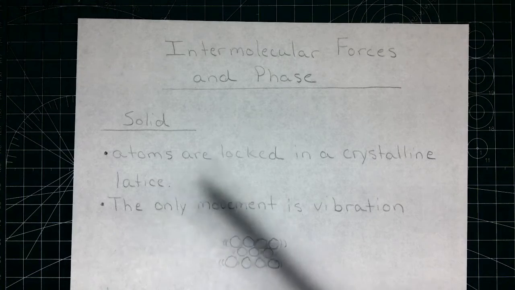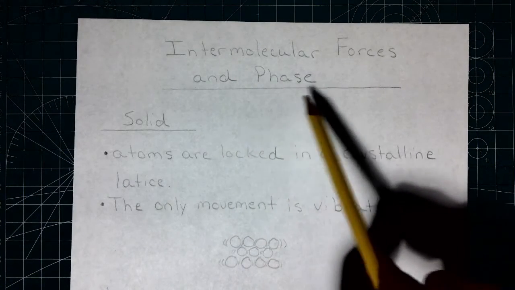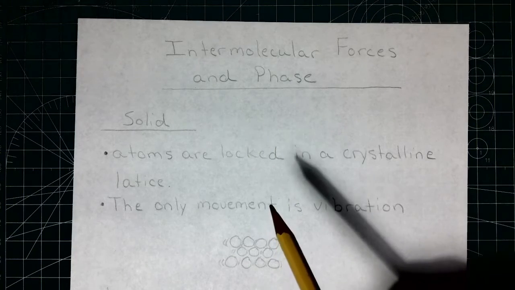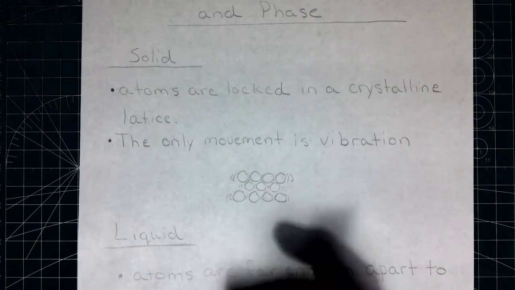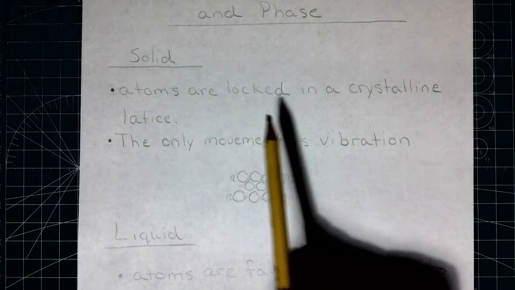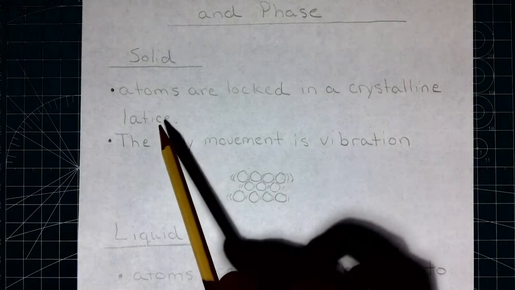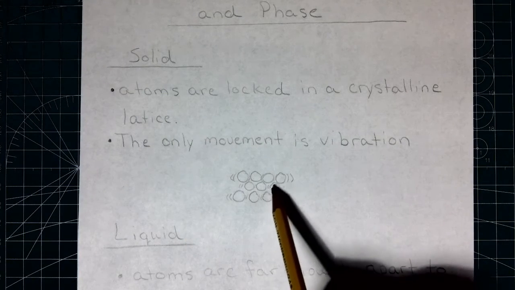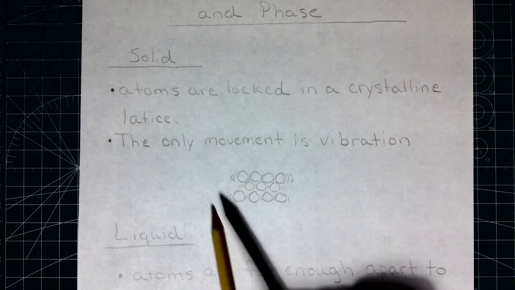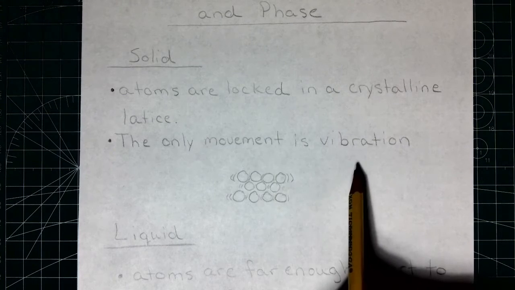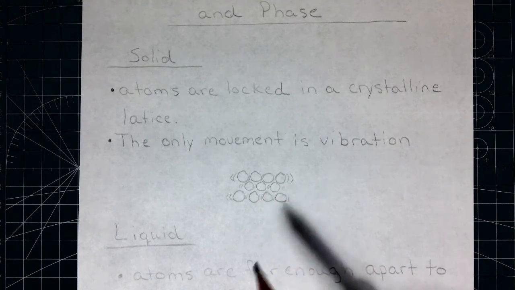So with what we now know about intermolecular forces, I want to re-examine what we were talking about before with the phases. In a solid, the intermolecular forces are so strong that it locks the atoms in a crystalline lattice. This means that there's going to be a regular repeating pattern to the atoms that exist in there. And the only movement that's going to be allowed is just vibration. They can't break out of their spot. They're just vibrating in place there.